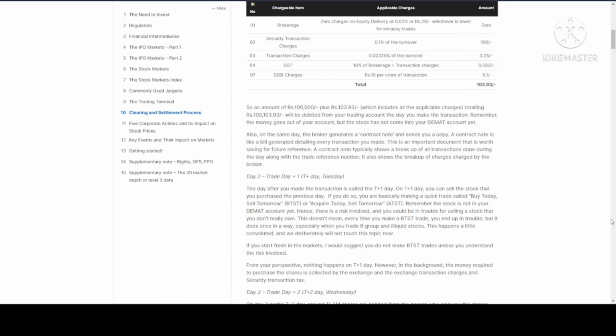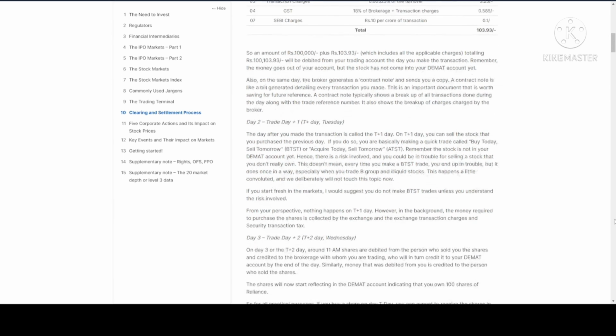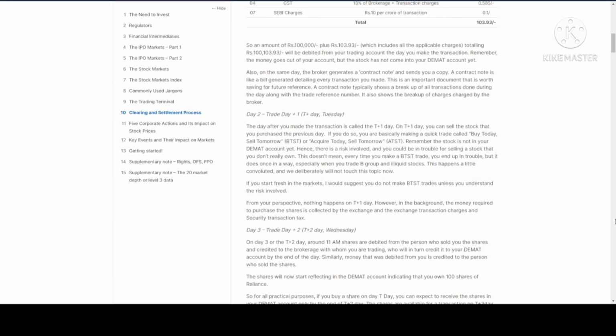Day 2, trade day plus 1, T plus 1 day, Tuesday. The day after you made the transaction is called the T plus 1 day. On T plus 1 day you can sell the stock that you purchased the previous day. If you do so, you are basically making a quick trade called buy today sell tomorrow, BTST, or acquire today sell tomorrow, ATST.